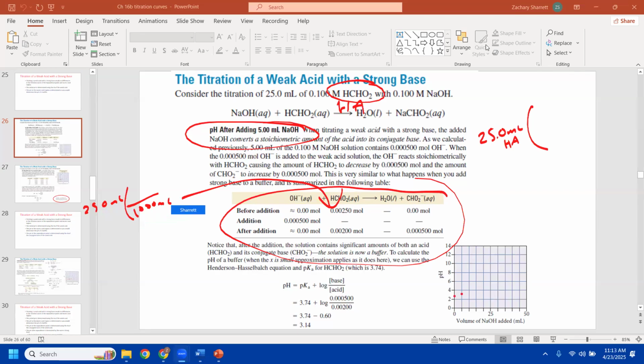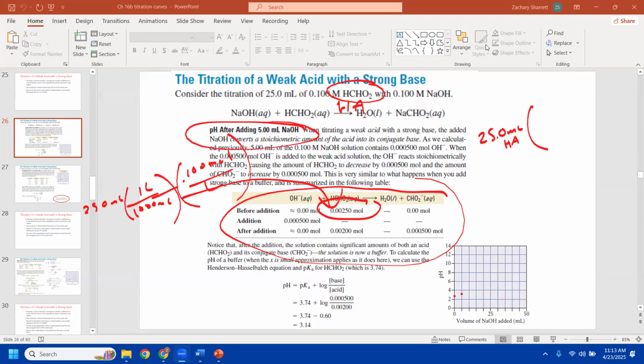And the nice thing is, when we calculated this thing over here, we did 25 mils, we converted it into liters, and now we could use the molarity of 0.10 moles per liter, and that would have given us 25 divided by 1,000, which gives us 0.025, times 0.1 would give us this value: 0.00250 moles. Okay?